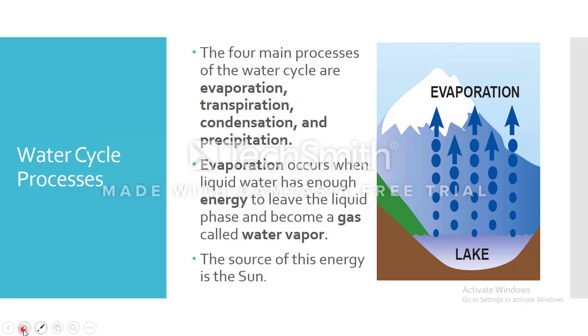The four main processes of the water cycle are evaporation, transpiration, condensation, and precipitation. Evaporation occurs when liquid water has enough energy to leave the liquid phase and become a gas, called water vapor. The source of this energy is the sun. The sun warms the surface of mud puddles, lakes, rivers, and oceans. As a result, water obtains enough energy to evaporate and become water vapor in the atmosphere.